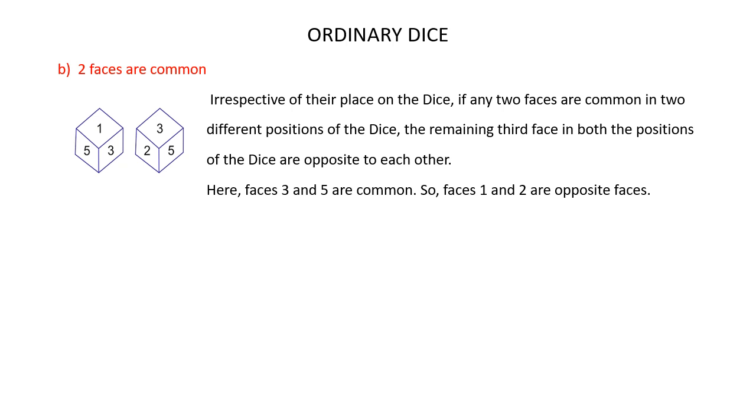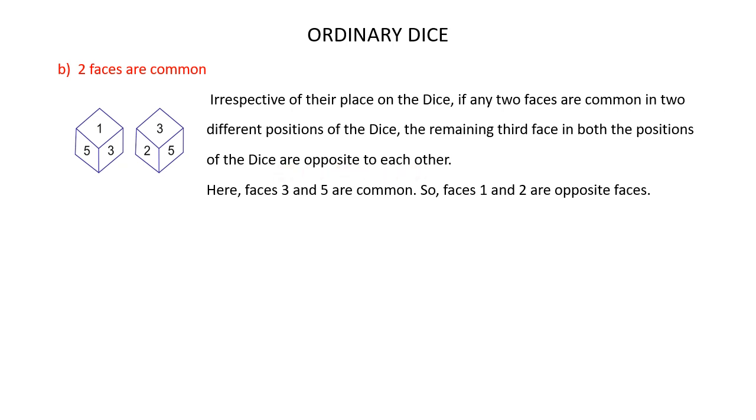Let's now learn how to find the opposite faces when two faces are common. Now, when two faces are common, you have to remember this rule. Irrespective of their place in the dice, if any two faces are common in two different positions of the dice, then the remaining third face in both the positions of the dice are opposite to each other.